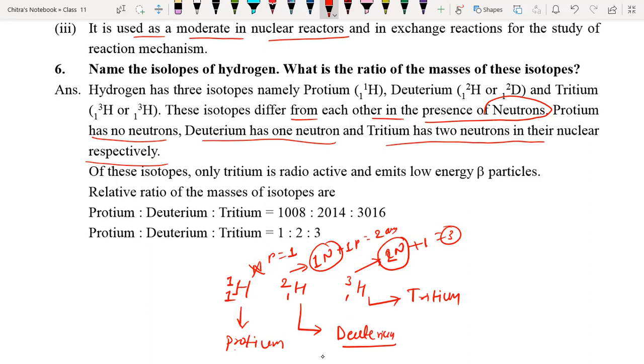Very important: out of these three isotopes, only tritium is radioactive in nature, because it emits radiation. It emits low energy beta particles. If we compare the atomic masses of protium, deuterium and tritium in a simple whole number ratio, we have 1:2:3. Understood?